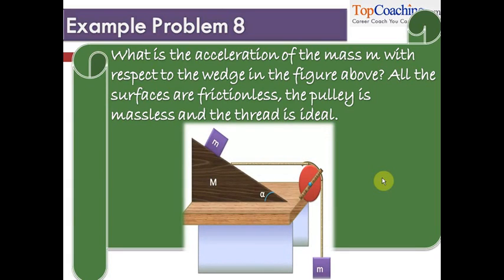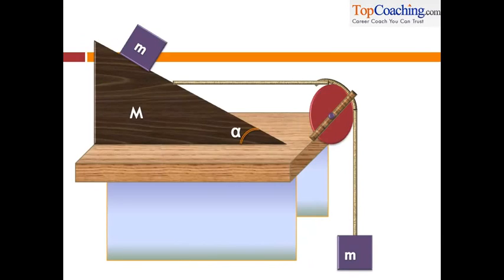What is the acceleration of the mass m with respect to the wedge in the figure above? All the surfaces are frictionless, the pulley is massless, and the thread is ideal. So basically this is what is given in the question. We are given a wedge of mass capital M, and a small block of mass m which is placed over the wedge.